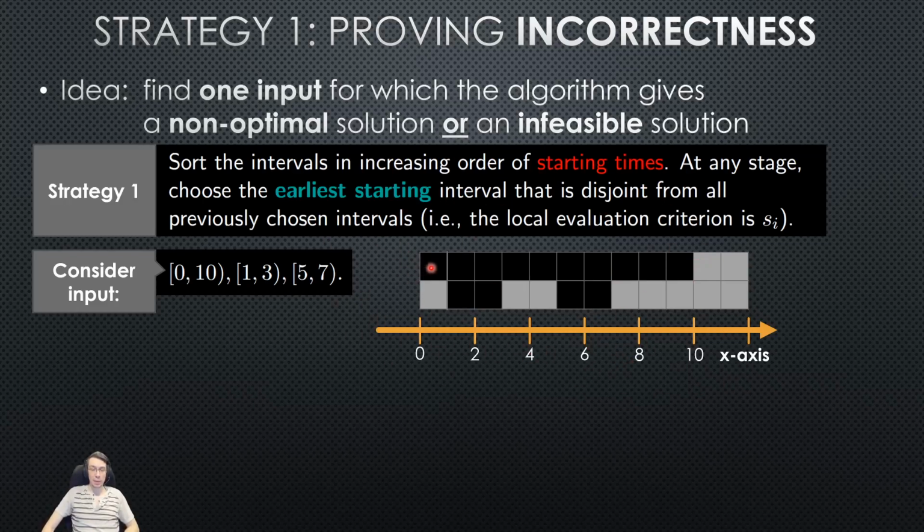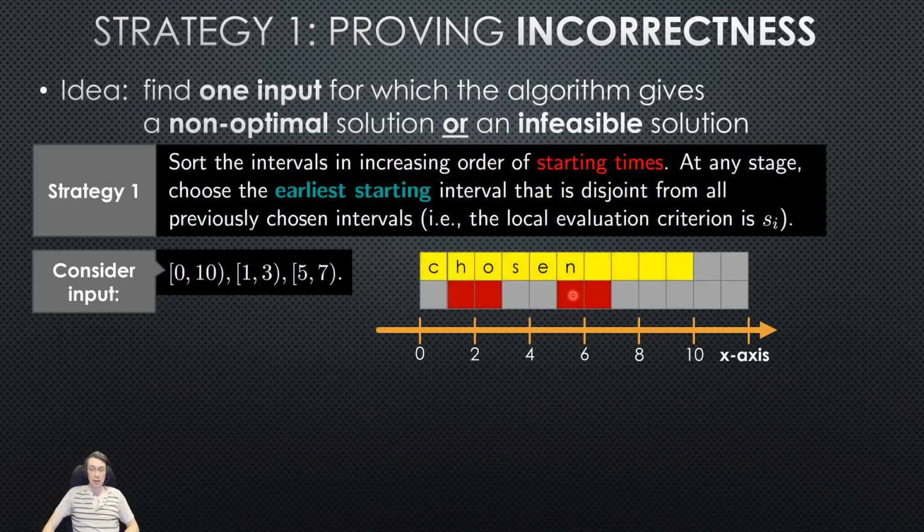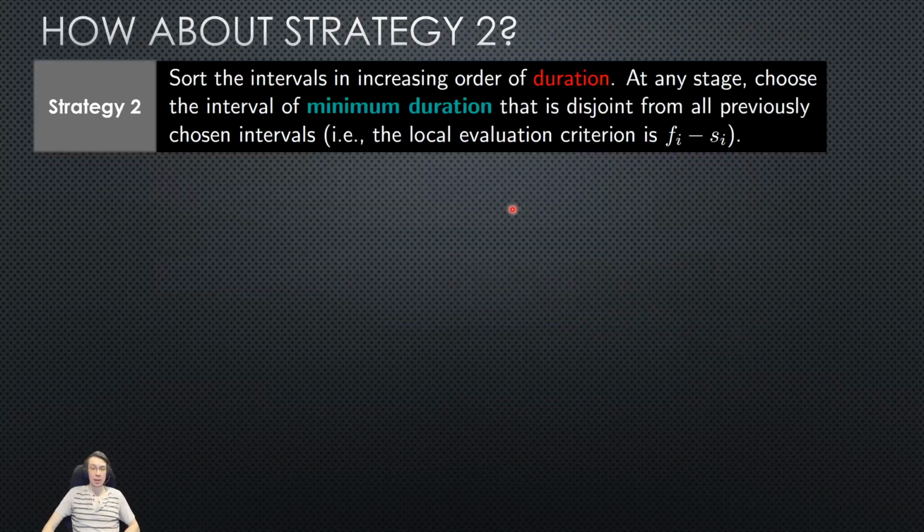Okay, so you can see if we pick the earliest starting one, we're not going to pick either of those two. So we picked one when we could have picked two. That's not optimal. Giving this example is a proof that an algorithm that sorts by starting times, that always picks the earliest starting interval, is incorrect.